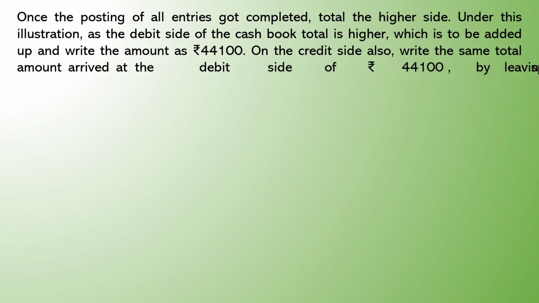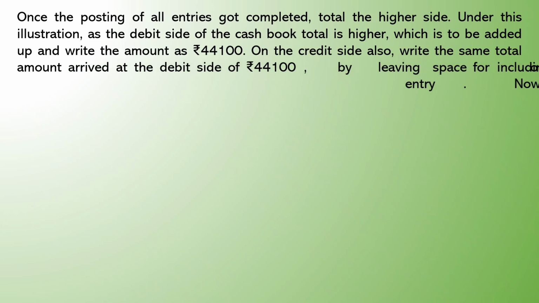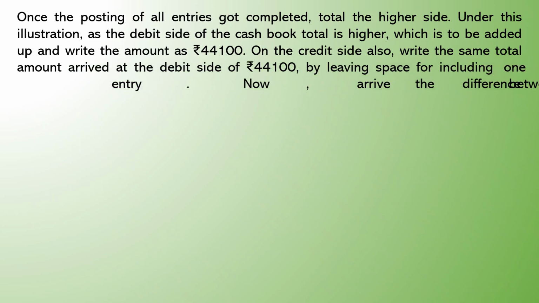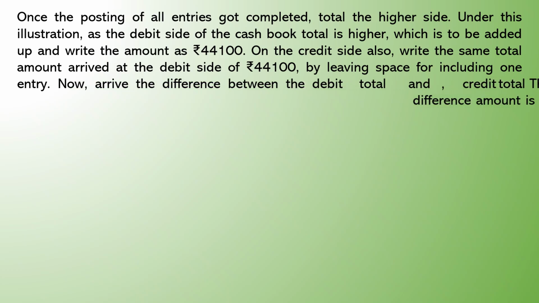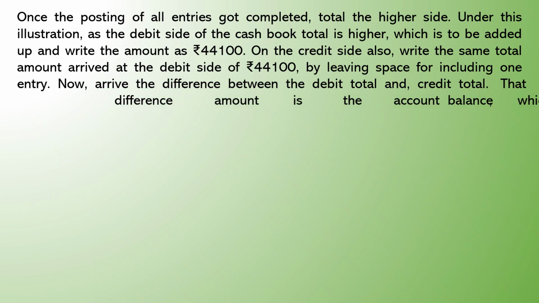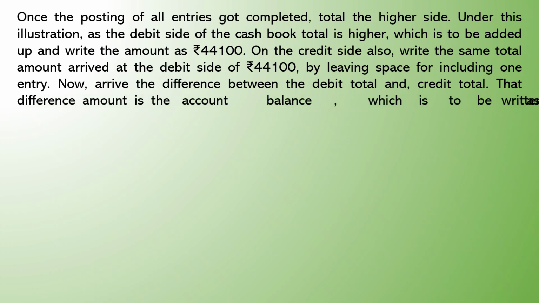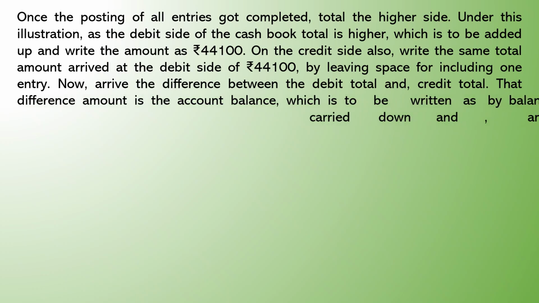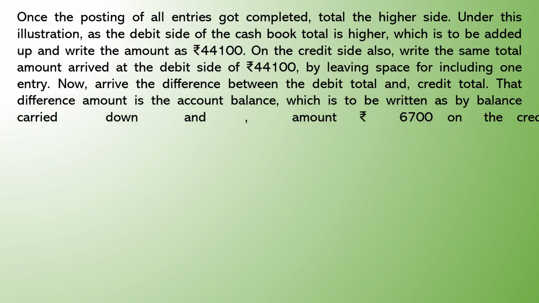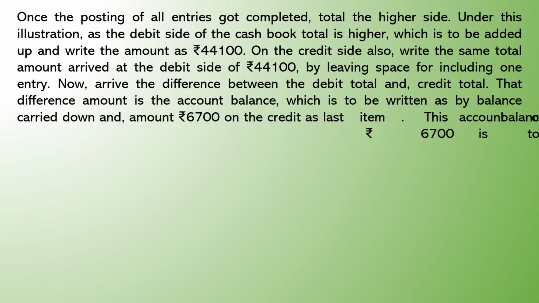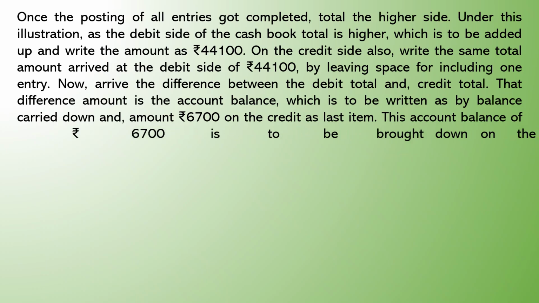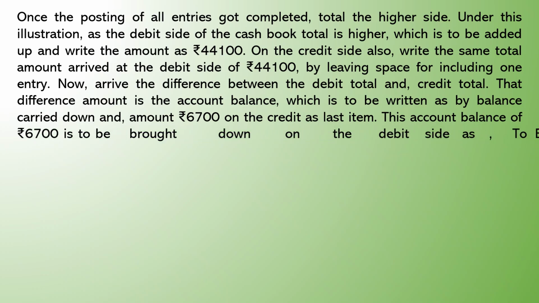Now, arrive at the difference between the debit total and credit total. That difference amount is the account balance, which is to be written as by balance carried down and amount 6,700 rupees on the credit side as the last item. This account balance of 6,700 rupees is to be brought down on the debit side as to balance brought down, and close the cash book.